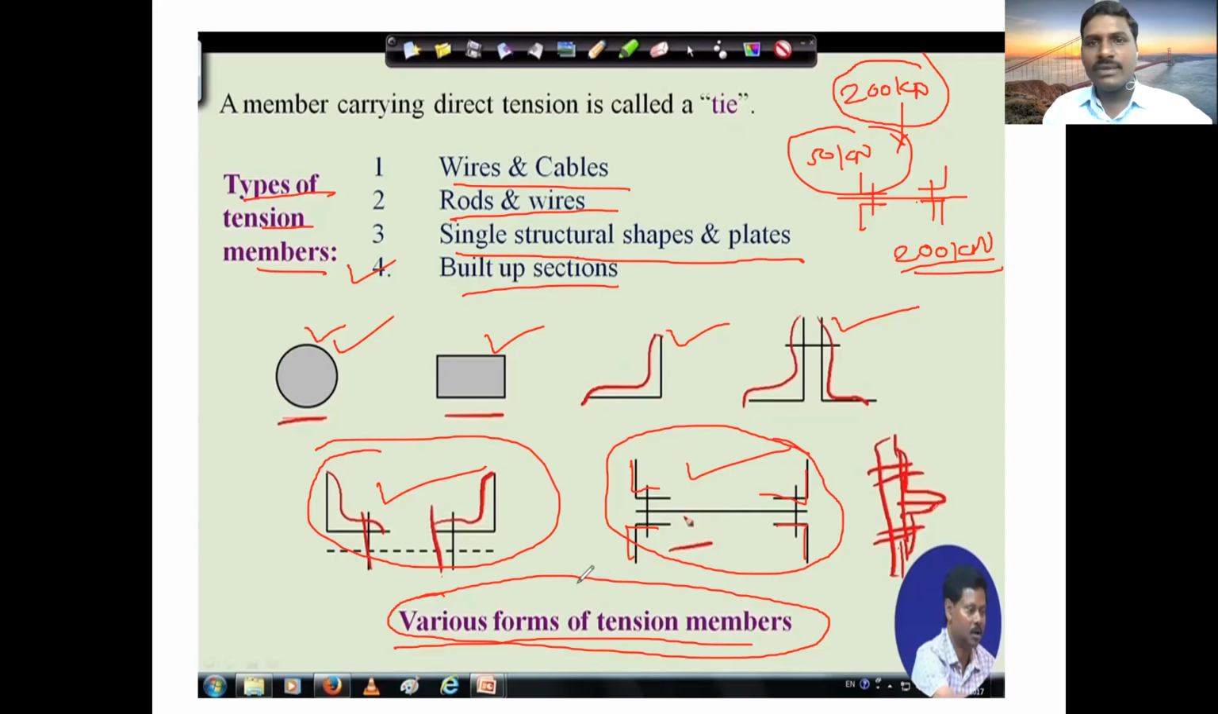So what is a tension member? The tension member capacity depends on the cross sectional area. Then various applications of tension member, it means where we can use them, where the tension members are there, and various types, forms, shapes or cross sections we can use as a tension member. That we have learned up to this.